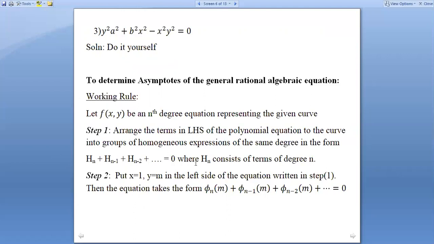So hn consists of terms of degree n. That expression I'm writing in this form. The second step is you need to put x equal to 1 and y equal to m in the left side of the equation written in step 1. So in this one, you substitute x equal to 1 and y equal to m. Then the equation takes the form phi n of m. So this hn will be transformed to phi n of m, hn minus 1 is nothing but phi n minus 1 of m, and so on. All these terms, instead of x and y, will be in terms of only m.